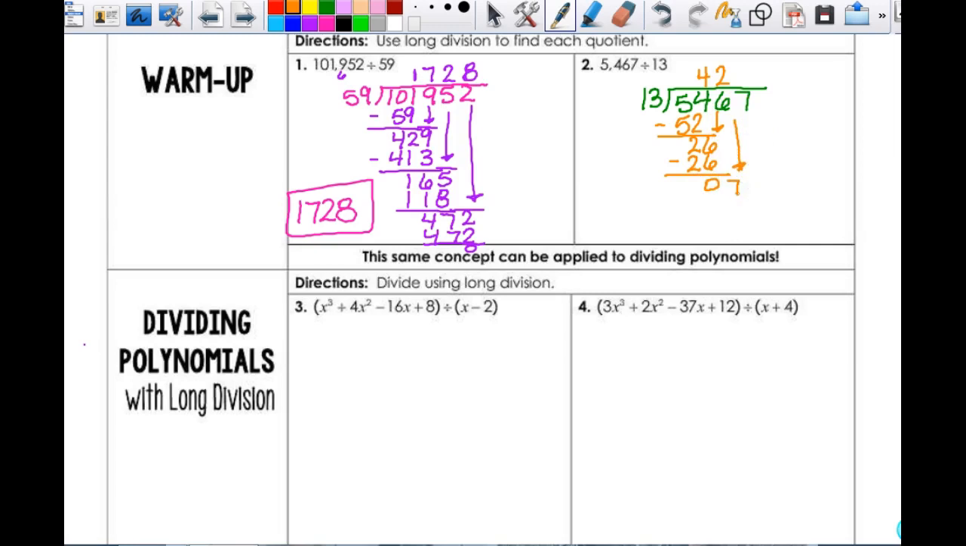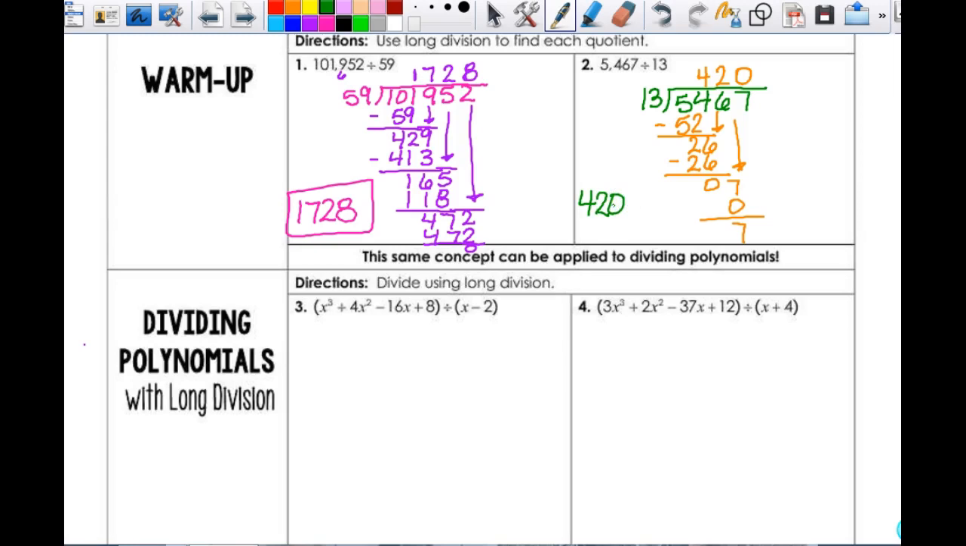13 doesn't go into 7. Does that mean you're just like done? No. How many times does 13 go into 7? 0 times. See, I've got them all filled in now. 0 times 13 is, well, 0. That's no big surprise. And you get 7 as a remainder. Make sense? So then my answer is 420.